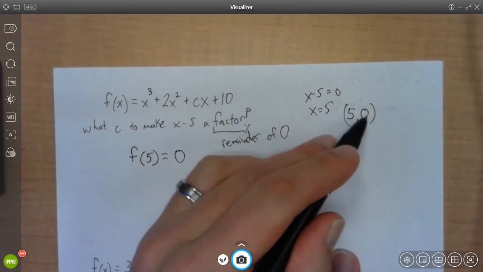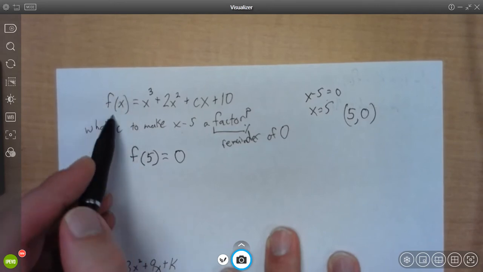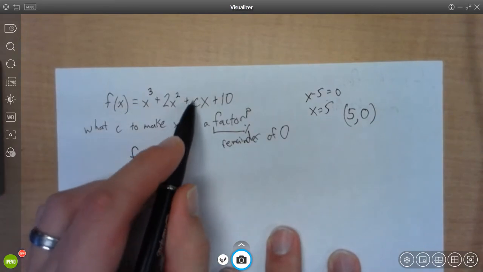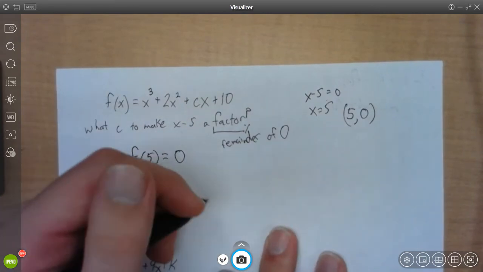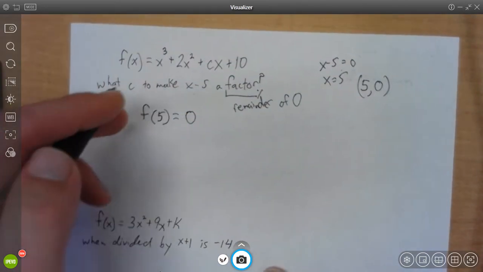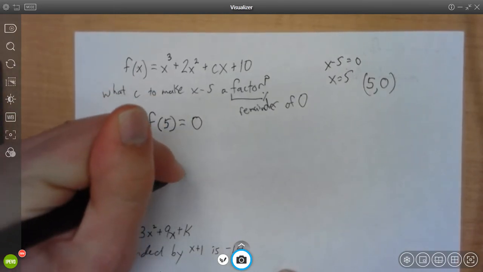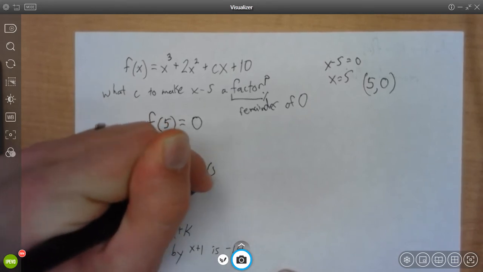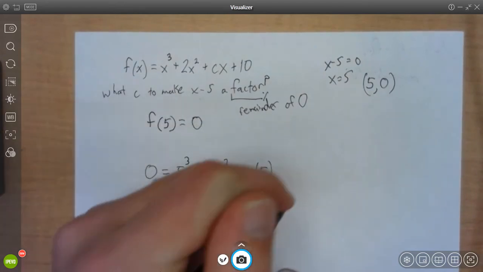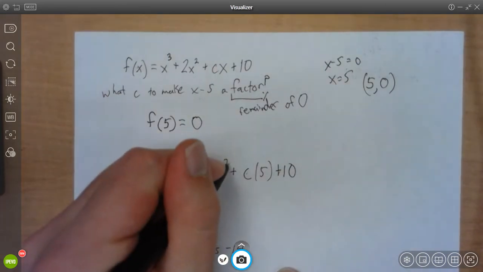So let's use this point here. We can substitute in 0 for f of x and 5 for x. And then we should have only the c variable remaining. So that's what we're going to end up doing. Should take a lot less time compared to guessing and checking. All right, so that's us set up.